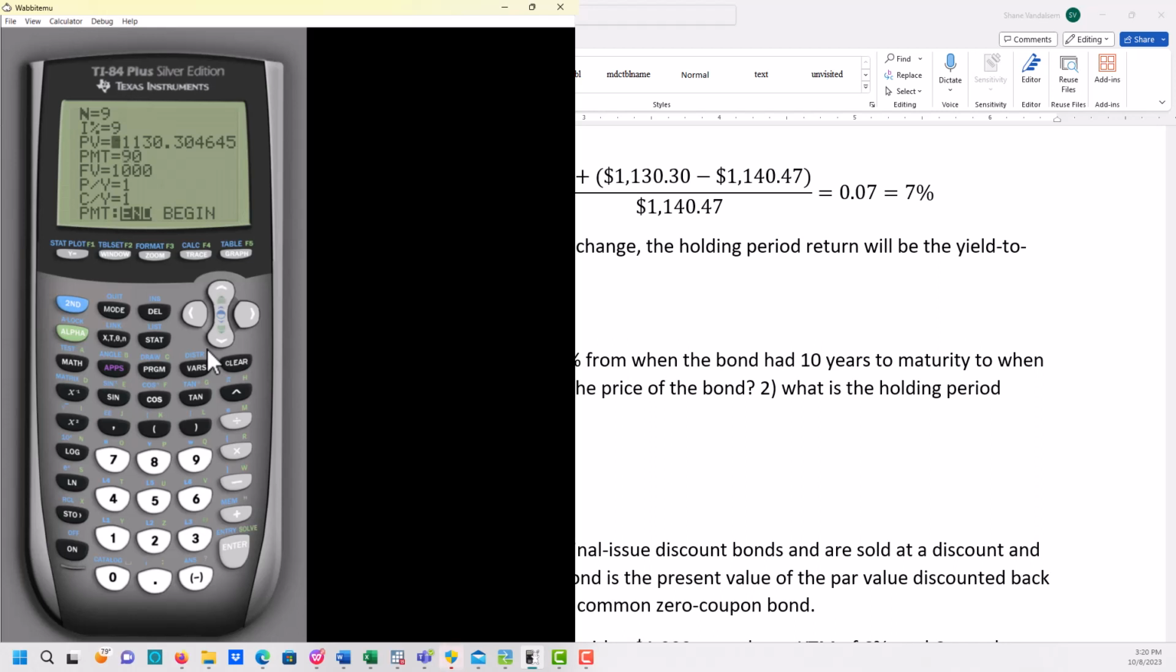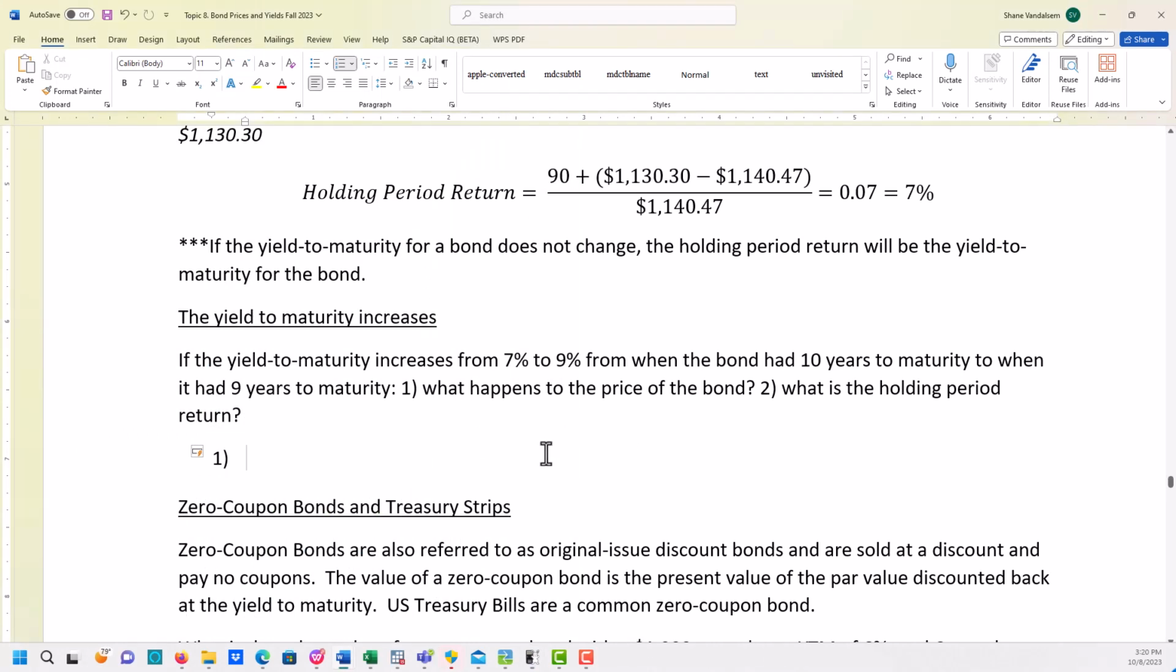So my present value, and you can just put this in your memory banks to lock this in: whenever the yield to maturity is equal to the coupon rate, the value of the bond is its par value. So I'm going to get a present value here of $1,000. Alpha, enter, and it gives me $1,000. Okay. So my price of the bond decreases to $1,000.